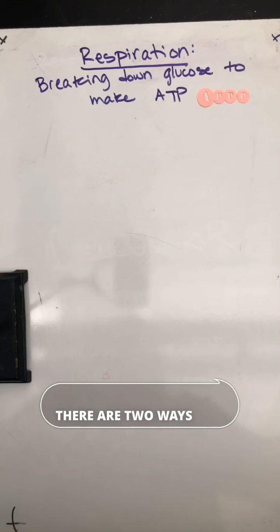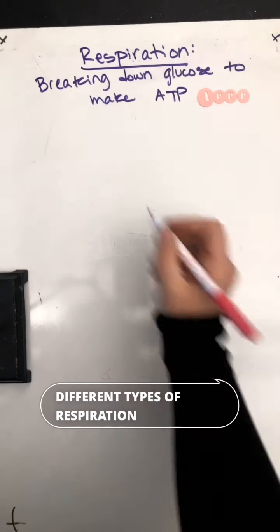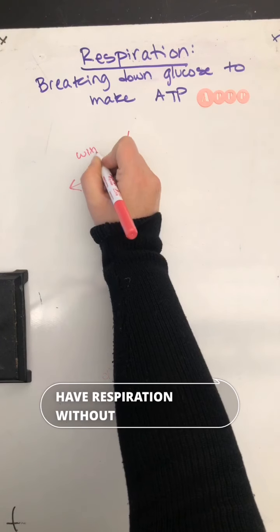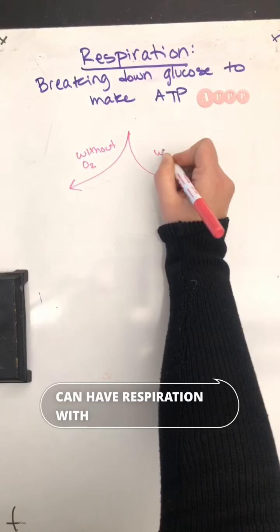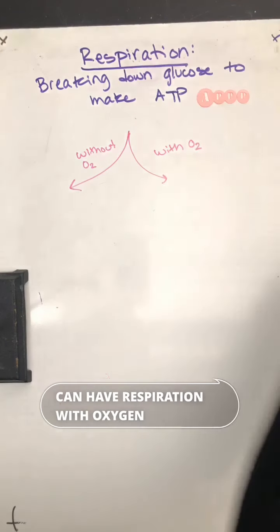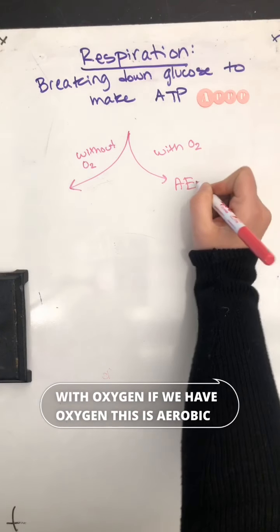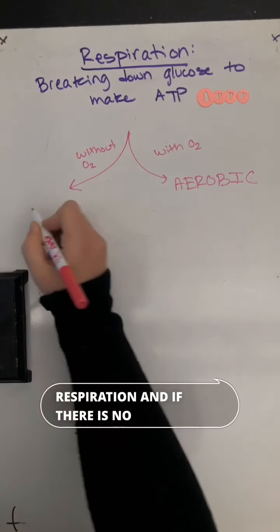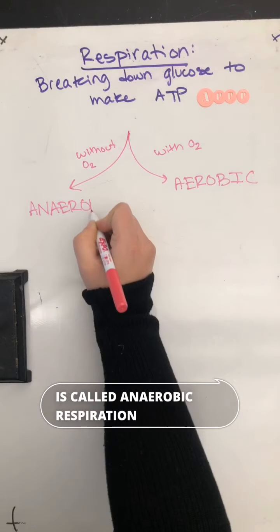There are two ways that eukaryotic cells can make ATP from glucose. There's two different types of respiration. So we can have respiration without oxygen, or we can have respiration with oxygen. If we have oxygen, this is aerobic respiration. And if there is no oxygen, this is called anaerobic respiration.